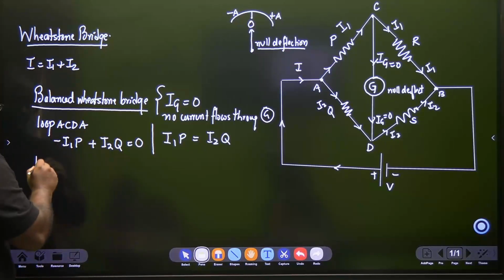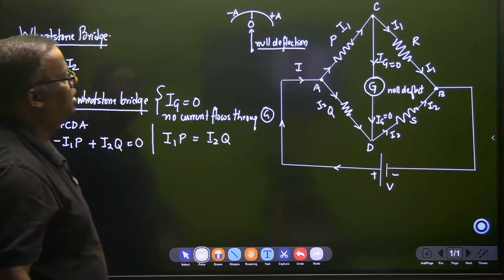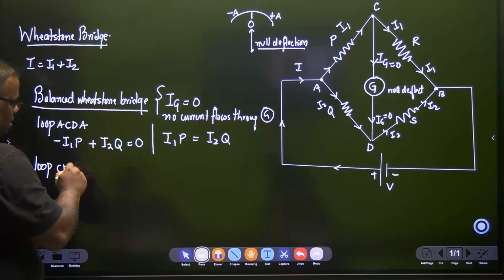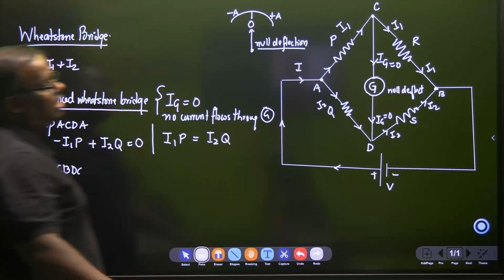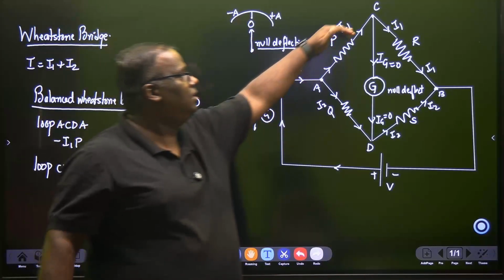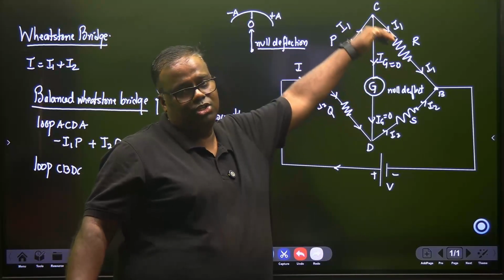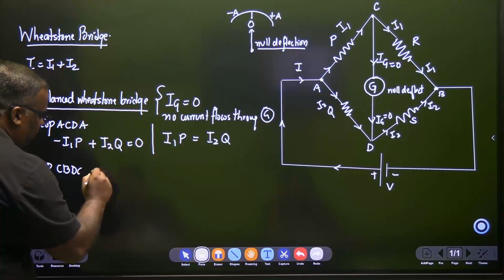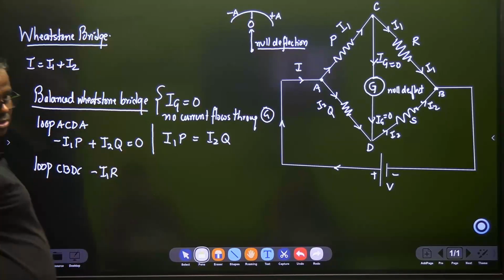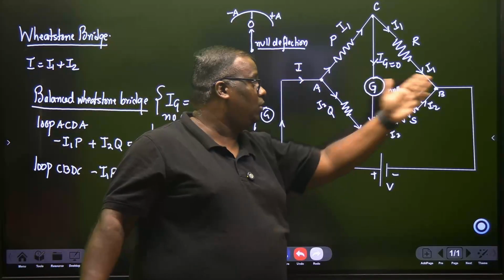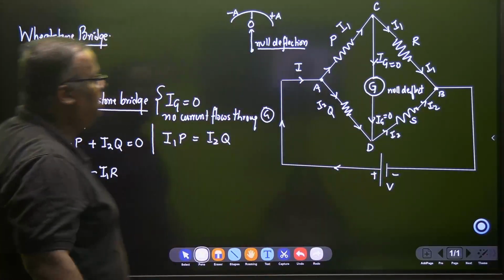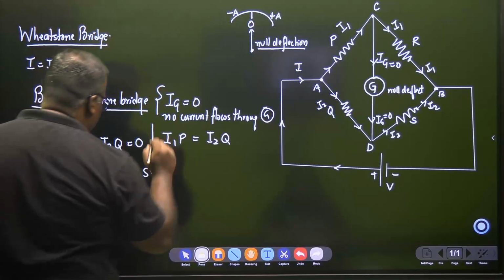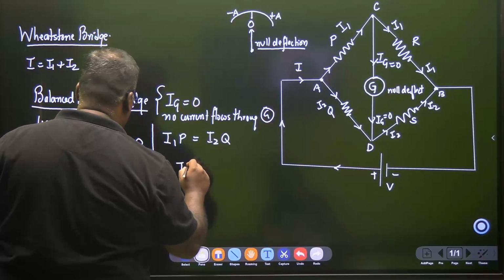Then let's take the next loop. Our next loop is CBDC. If you look at CB, it's a reducing potential. Current is along your side, so it's a negative I1R, because you're going along the current. And then you are obstructing the current, so it's a build up. So it will be plus I2S equal to 0. This gives me I1.